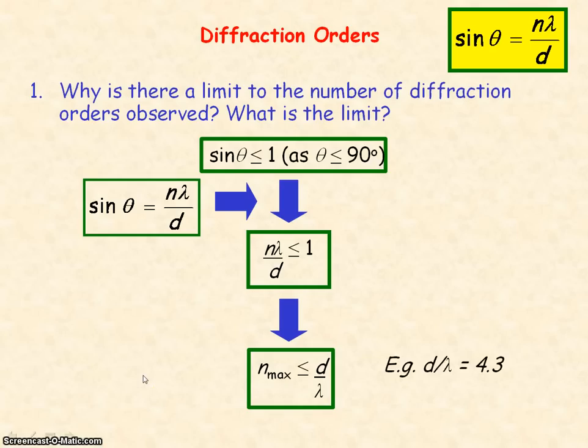So for example, if d divided by lambda equals 4.3, as n has to be a whole number, then the maximum diffraction order observed is 4. That means we'll only observe 9 maxima: the central maximum when n equals 0, and then the first, second, third, and fourth maxima from both sides of the central maximum.